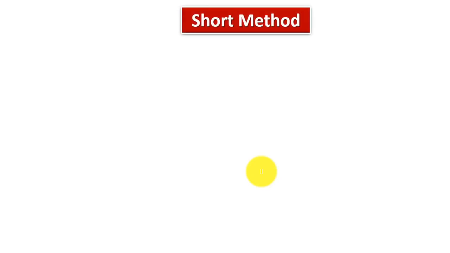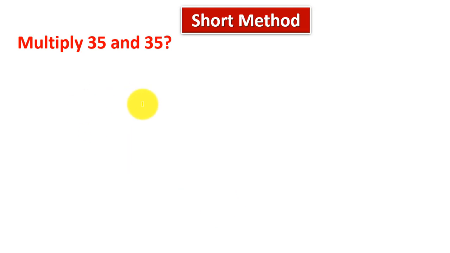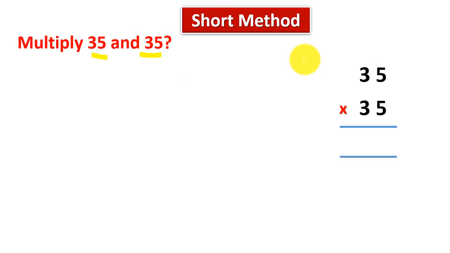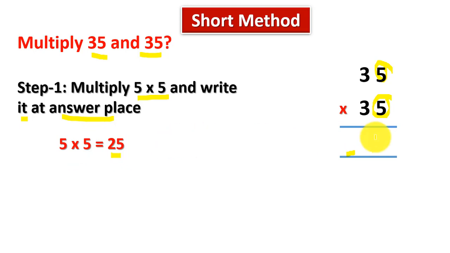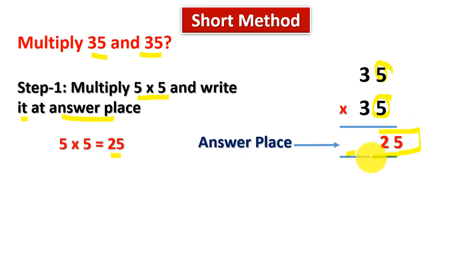Coming to the shortcut method, multiply 35 into 35. Step 1. Once look at the steps here. Step 1: multiply 5 into 5 first. These two numbers you should multiply, 5 into 5, and write it at the answer place. This is the answer place. Multiply 5 into 5, that is 25. Write it in the answer place, that is here, 25. That is the first step.